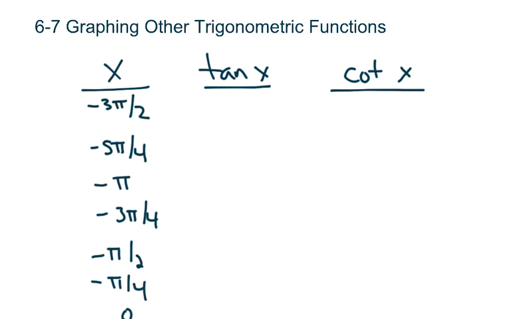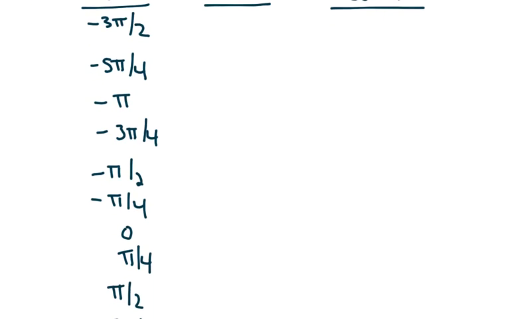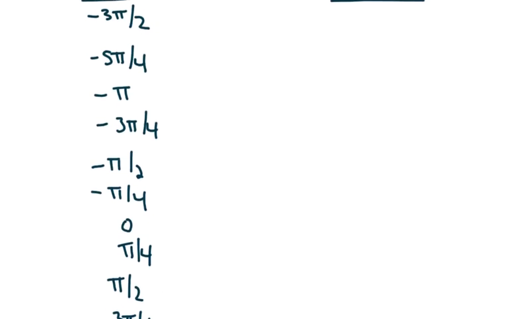In section 6.7, we're going to talk about graphing other trigonometric functions. So let's start with the tangent of x. What we're just going to do is use our calculator in radian mode to determine the tangent of some radian measures between negative 3 pi over 2 and 3 pi over 2.